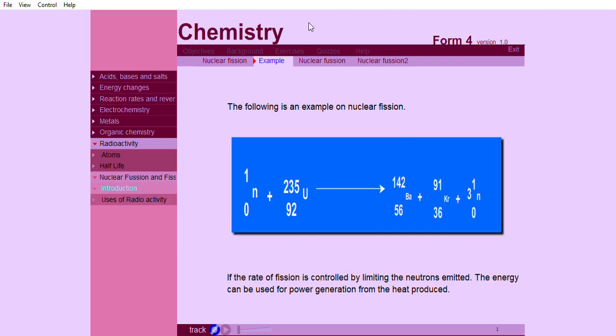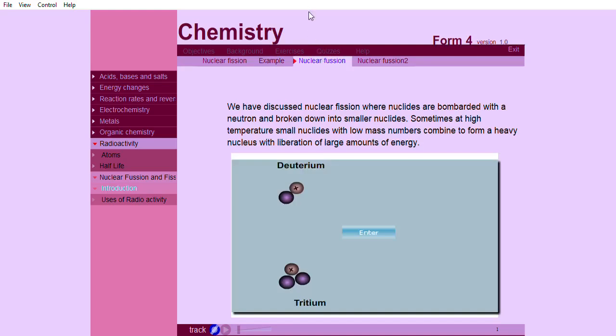If the rate of fission is controlled by limiting the neutrons emitted, the energy can be used for power generation from the heat produced. We have discussed nuclear fission, where nuclides are bombarded with a neutron and break down into smaller nuclides. Sometimes at high temperature, small nuclides with low mass numbers combine to form a heavy nucleus with liberation of large amounts of energy.